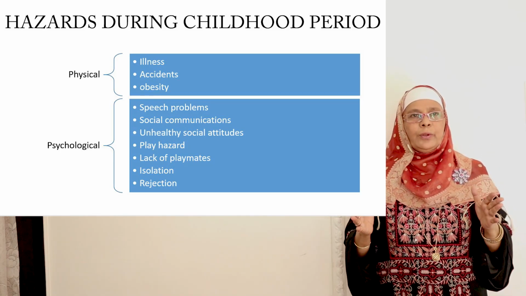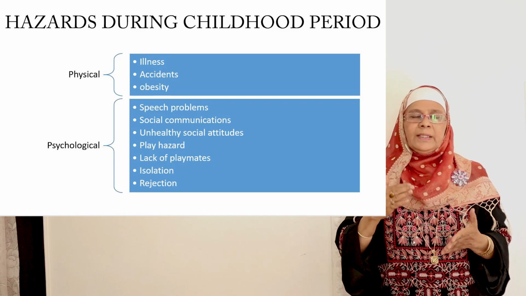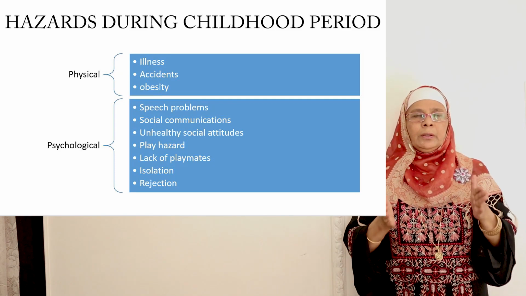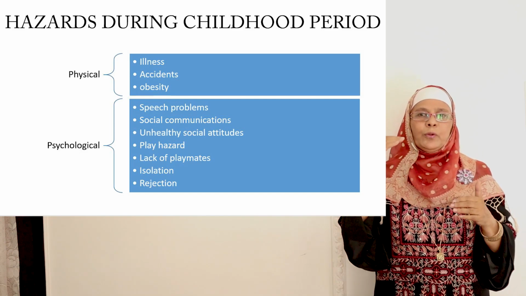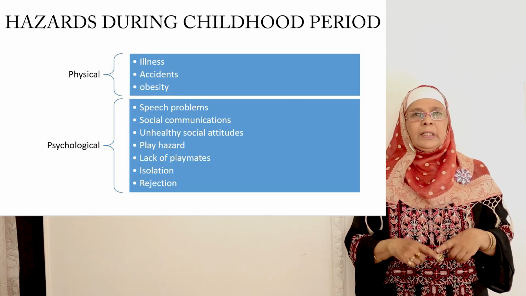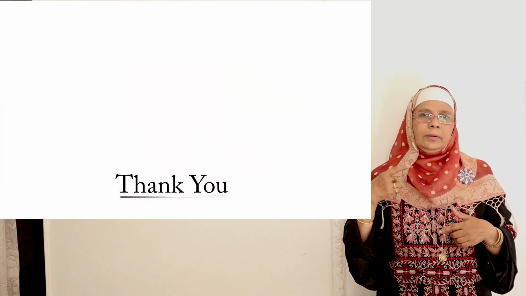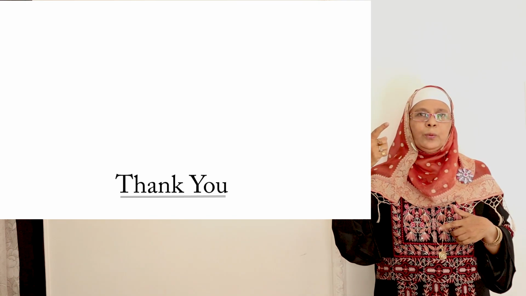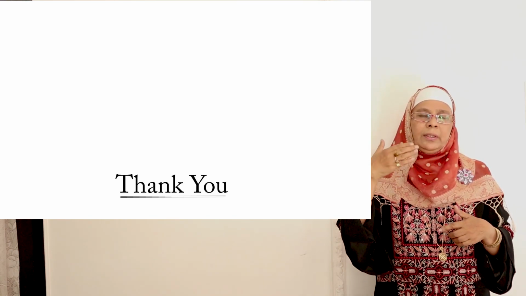So friends, today we have completed three stages of human life: the prenatal stage, the neonatal stage, and in the postnatal stage we have come till the childhood period. We will continue with information about adolescence, adulthood and aging in the next video.